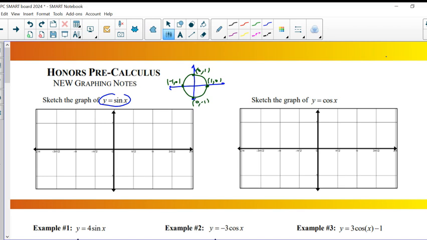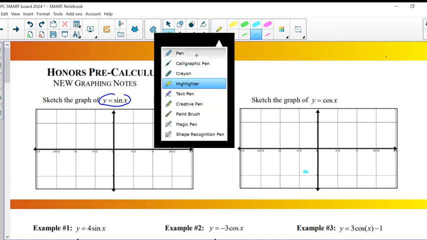So for thinking about the y coordinates for the sine function, I'll switch to my highlighter here and maybe go to the little blue here. So the y value at 0 would be 0. The y value at 90 degrees or pi over 2 would be 1. At pi radians, it is 0. And then at 3 pi over 2, it's -1. So I want to keep track of those values on the graph.